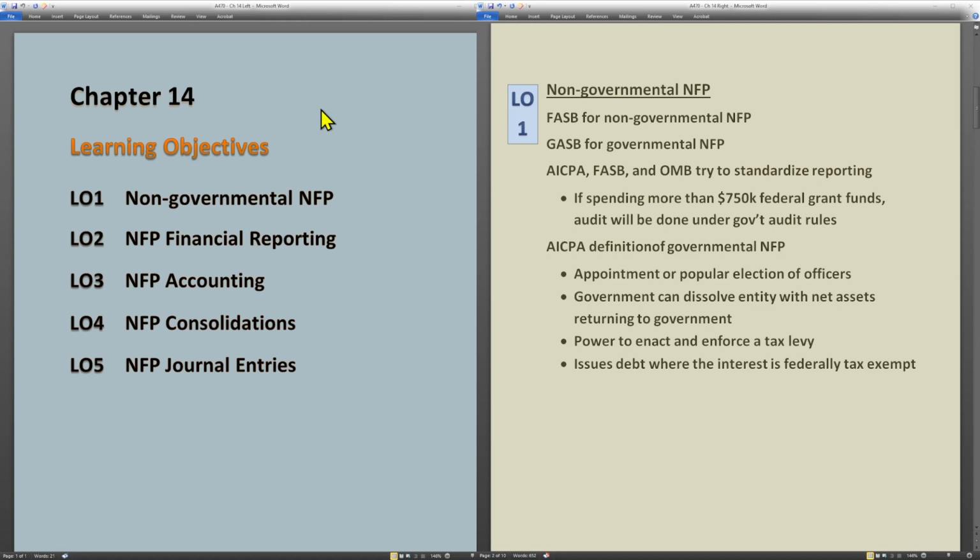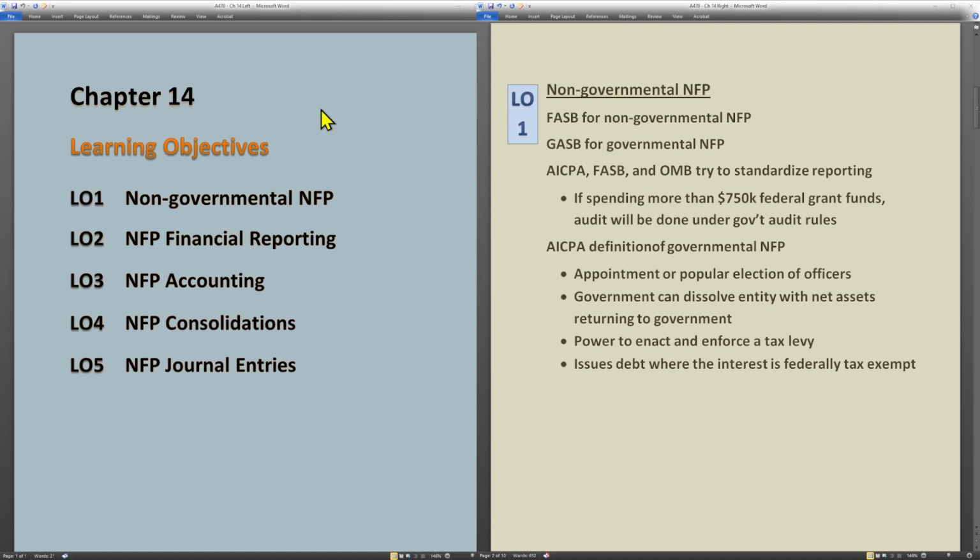So between them, the AICPA, FASB, and the Office of Management and Budget try to standardize the reporting for these two different types to make them at least useful. But there is one little caveat. If you are a non-governmental not-for-profit and you are receiving and spending more than $750,000 of federally granted funds, then no matter if you classify as non-governmental and use FASB rules, you will have to go through a governmental sponsored audit, because you are spending so many federal dollars.